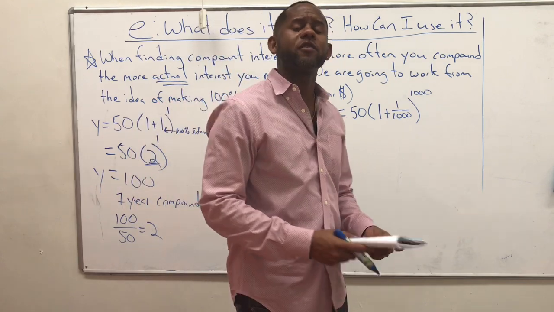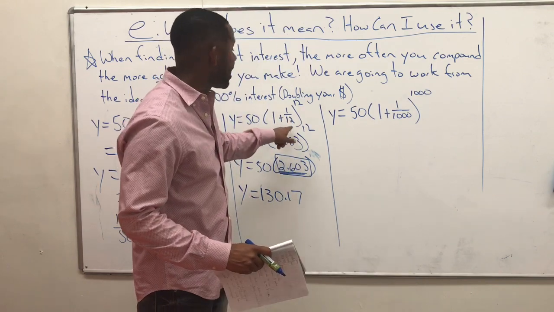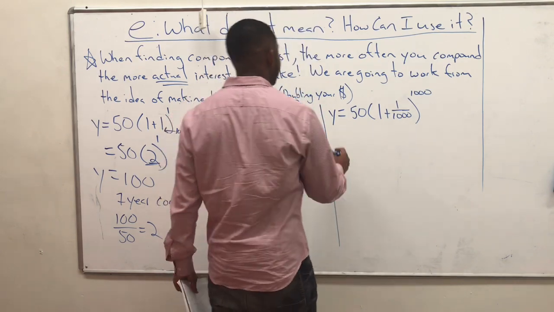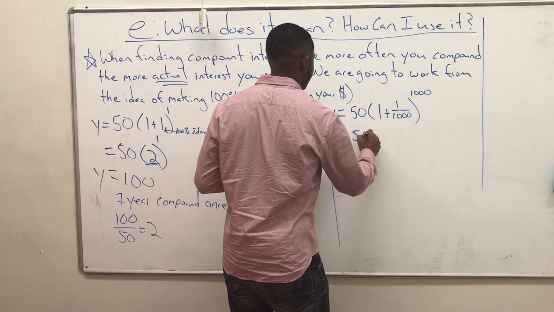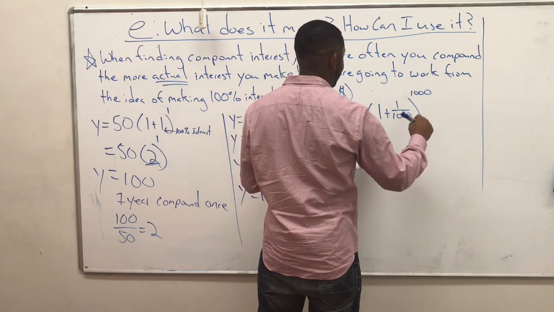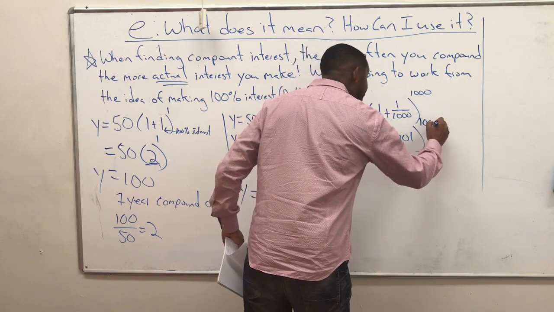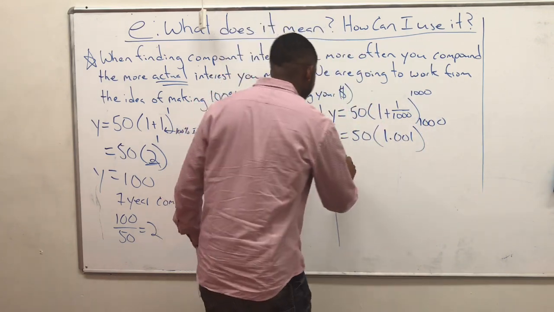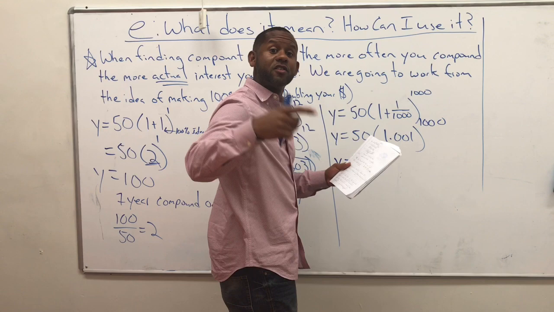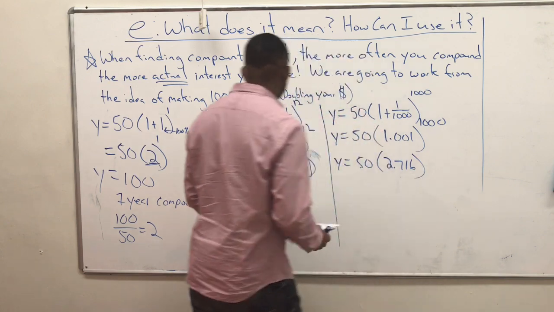Well, what if I take it a step further? What if they said, I got you, Bass. No, we're not going to compound your money once. We're not going to compound it 12 times. We're going to compound it 1,000 times in that year. So let's look at what this says. So I say, okay, I got my $50. I have my 1 plus 1 over 1,000 is 0.001. So this is 1.001. But now I got to compound it 1,000 times, right? So I have my $50, and 1.001 to the 1,000th power is 2.716.